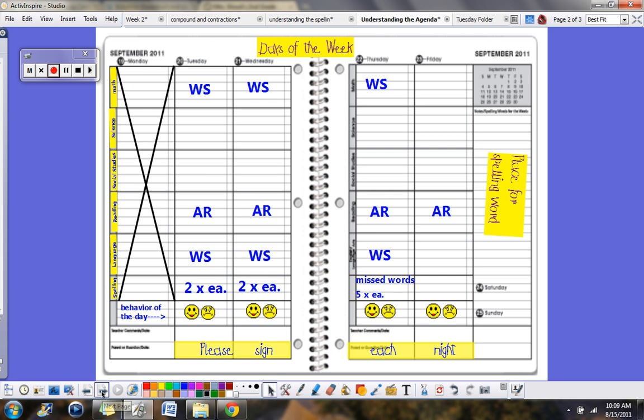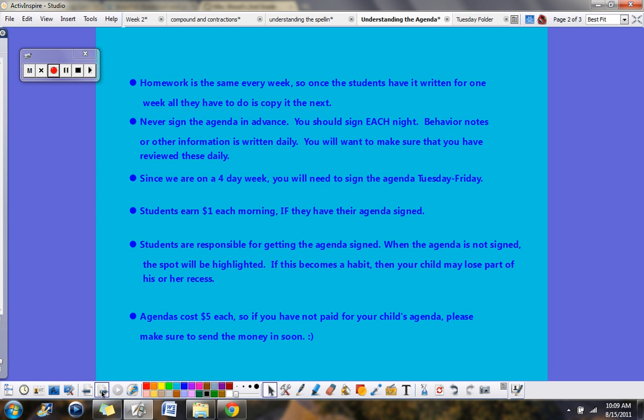Now let's review some of the things about the agenda. Homework is the same every week, so once the students have it written for 1 week, all they have to do is copy it the next week. Never sign the agenda in advance. You should sign each night. Behavior notes or other information is written daily. You will want to make sure that you review these daily.